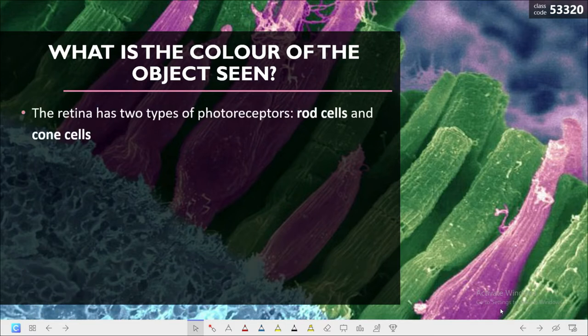So how can we see all the objects with their own color? This is because the retina has two types of photoreceptor. The first one we call the rod cells, and also the cone cells.